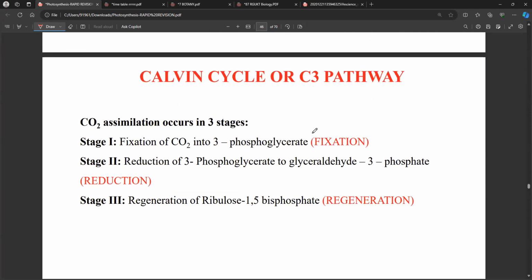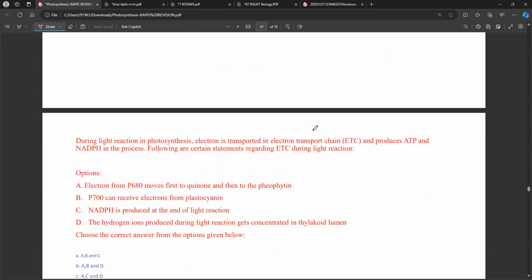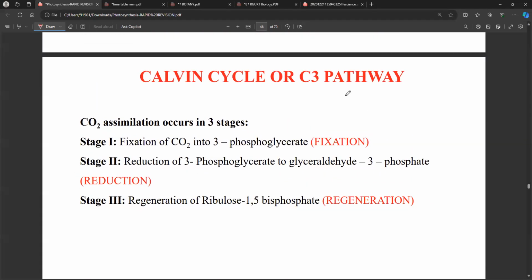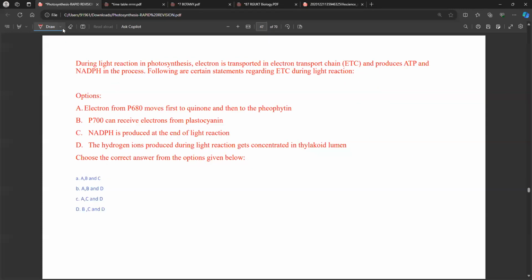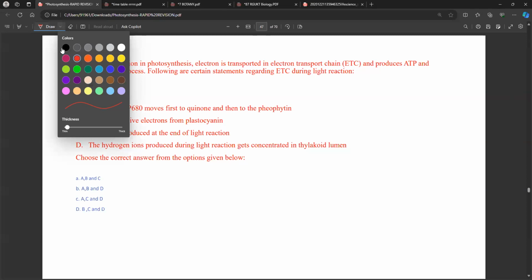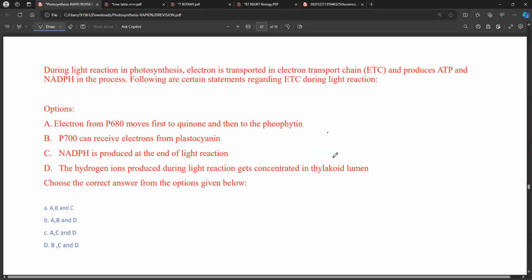Now let's talk about the first and most important one, that is the C3 pathway. Okay, before that, every one of you quickly solve the question. I forgot it, but it's an important question.